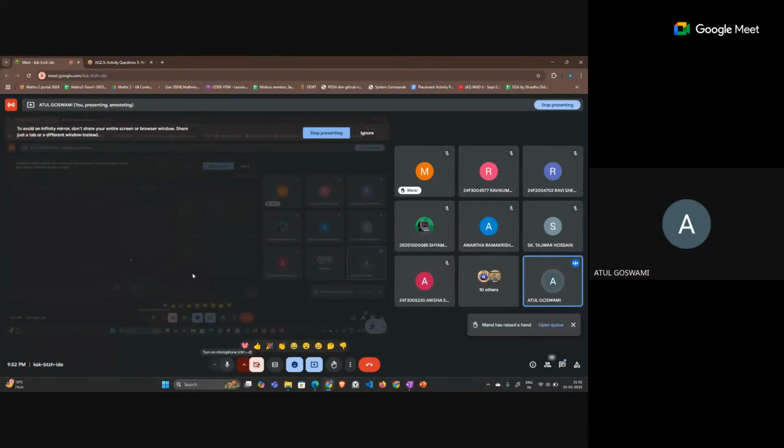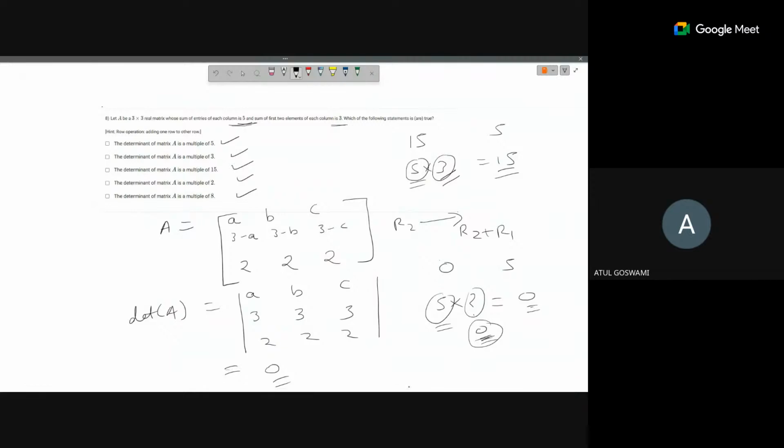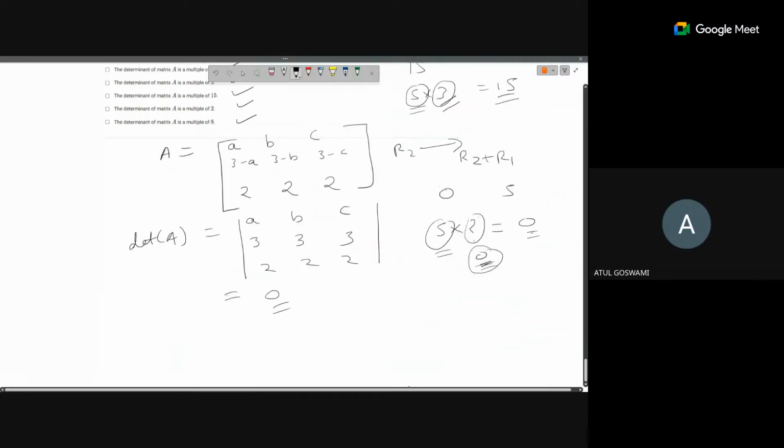Okay, if you don't have any doubt, then I'll do one example of Gaussian elimination. So what is Gaussian elimination? Just take a simple system.